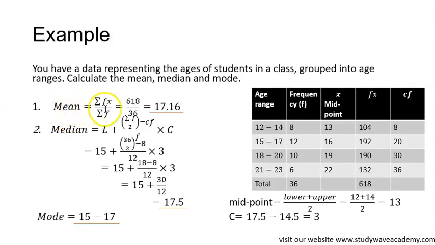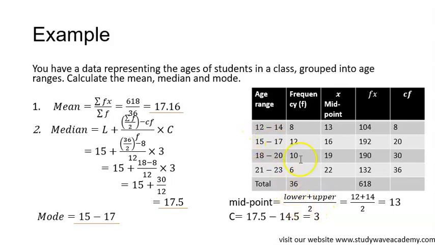We're going to be using our formulas we looked at earlier to solve this. Remember, the formula for mean is the sum of fx over the sum of f. We have f, which is the frequency. Now we don't have x. x represents the midpoint. And to get the x, the midpoint, it is 12 plus 14 divided by 2, okay?